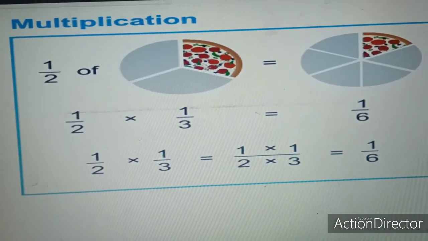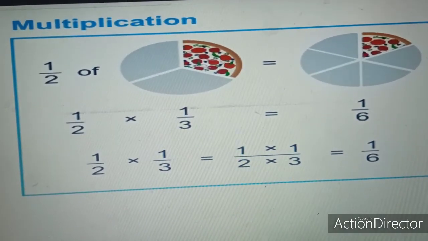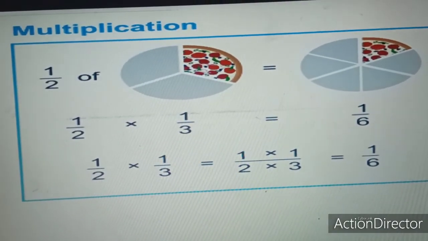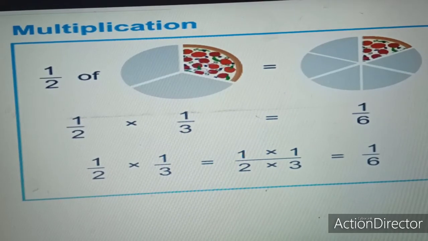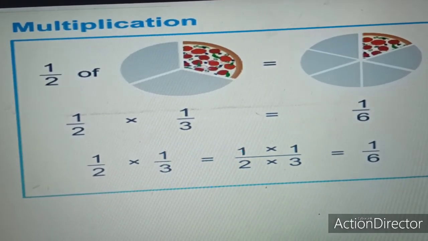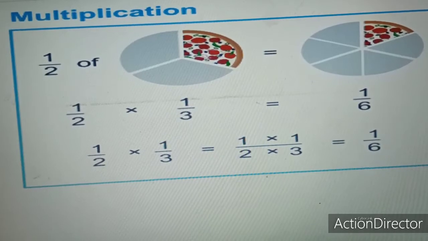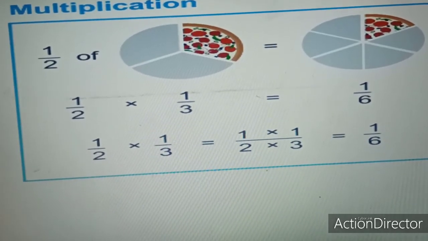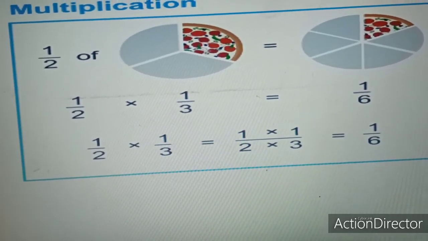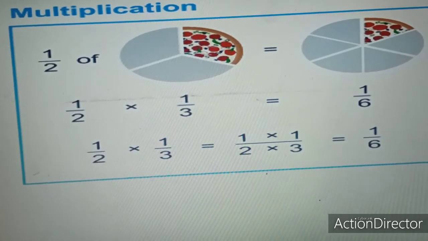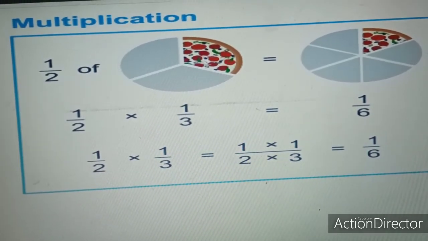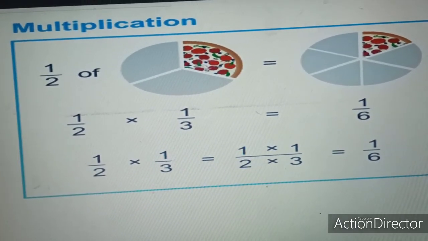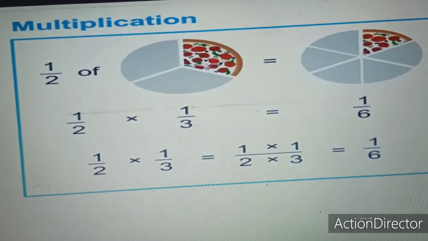See how a multiplication of a fraction is shown by a figure. 1 by 2 of a figure: the circle is divided into 3 equal parts. So these equal parts I can show by 1 by 3. So 1 by 2 into 1 by 3 is equal to 1 by 6. Now this circle is divided into 6 equal parts. So this is more clear through the figure.